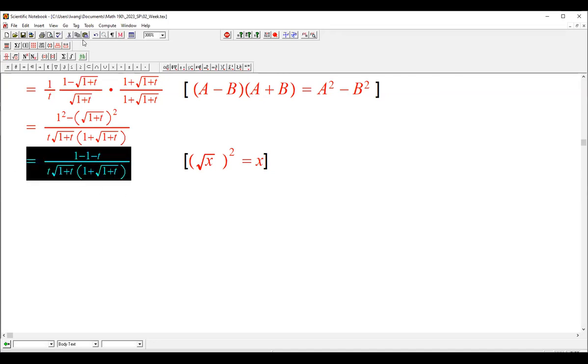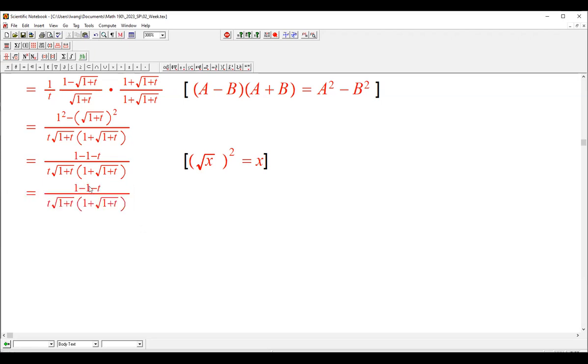All right. So now 1 minus 1 is 0, we have a negative t, and the t will be reduced. So the t is gone, so we have 1. So that's the final answer for the algebra part.